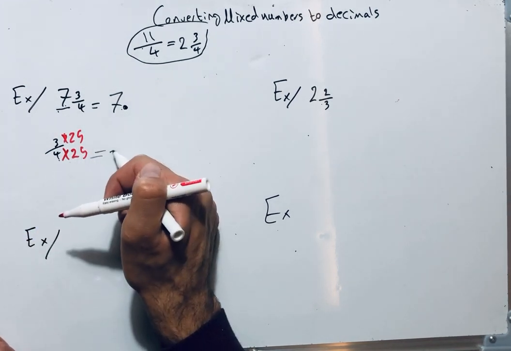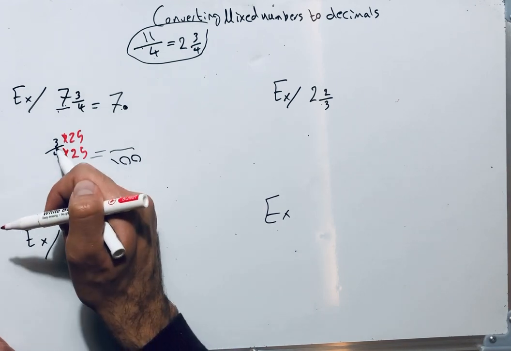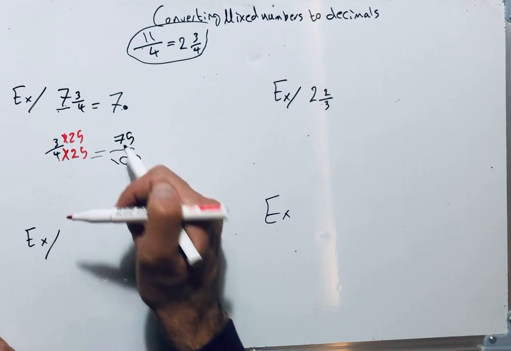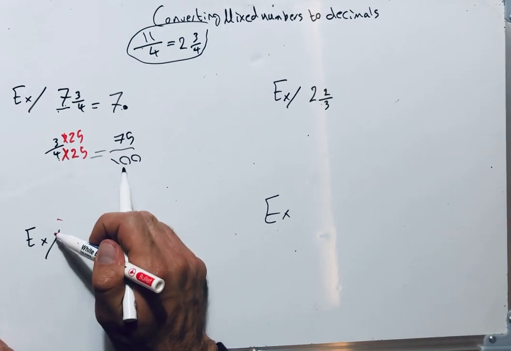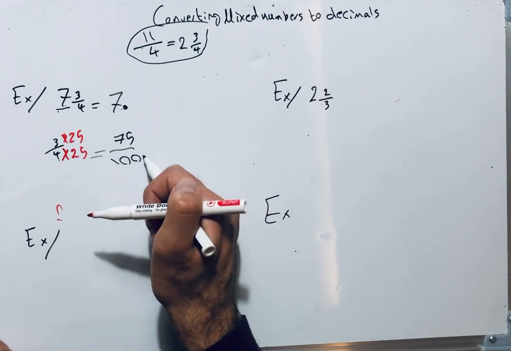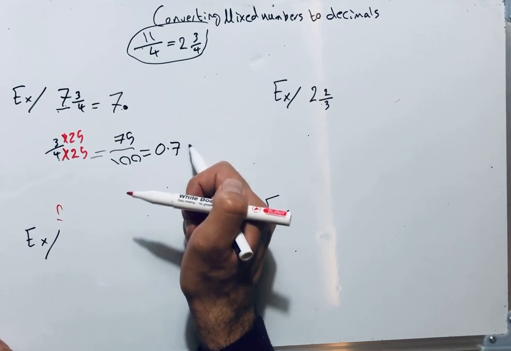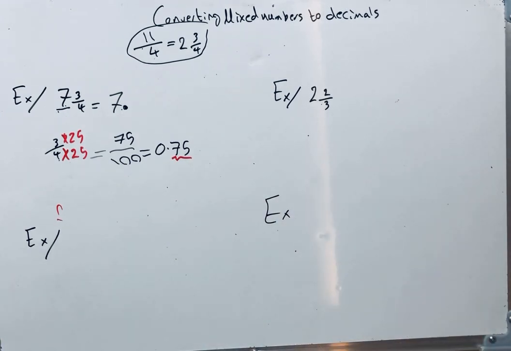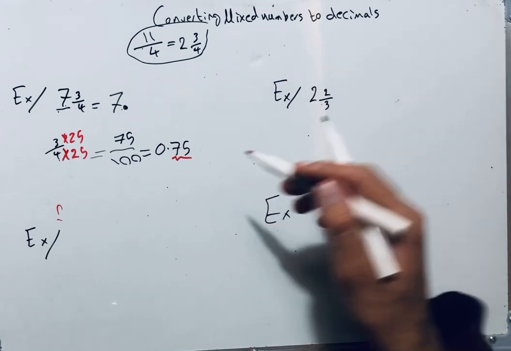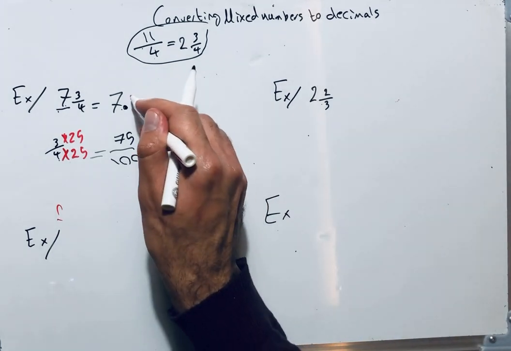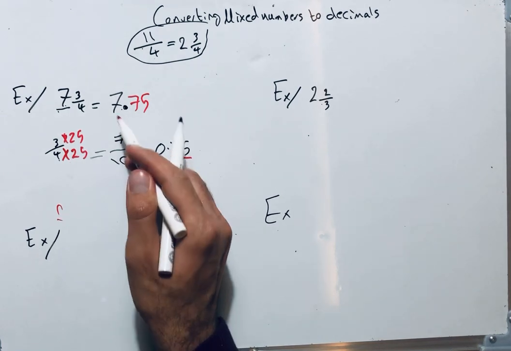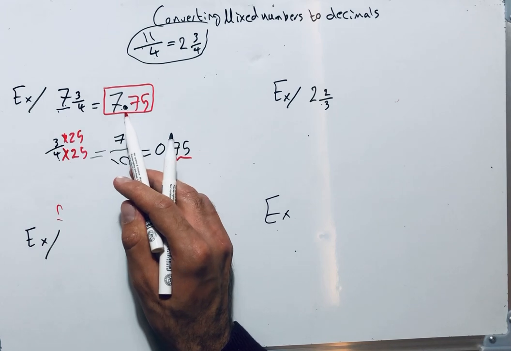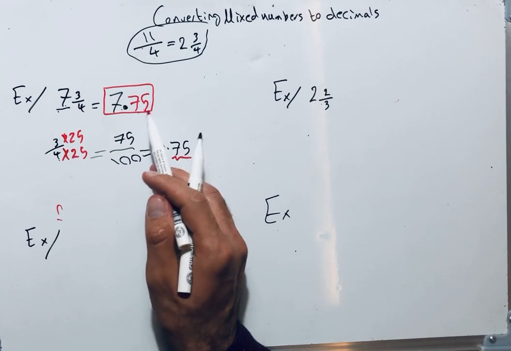4 times 25 is obviously 100, and then 3 times 25 is 75. So this is 75 out of 100, so you can just say 0.75. What is after the point is 75, so you can just copy this part and put it here. So the mixed number becomes just 7.75, and that's it.